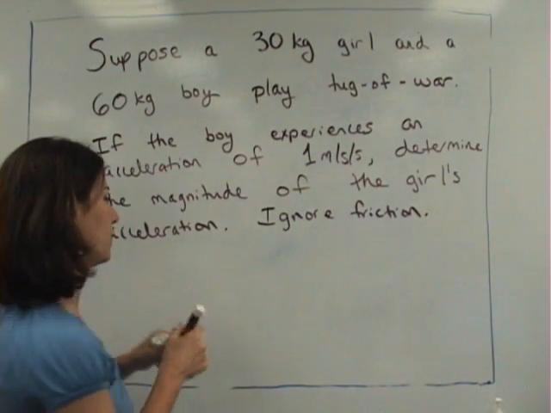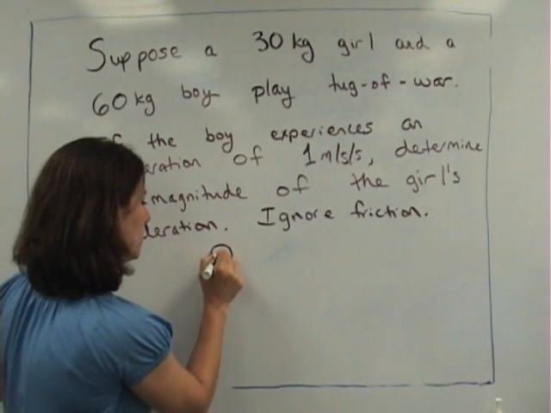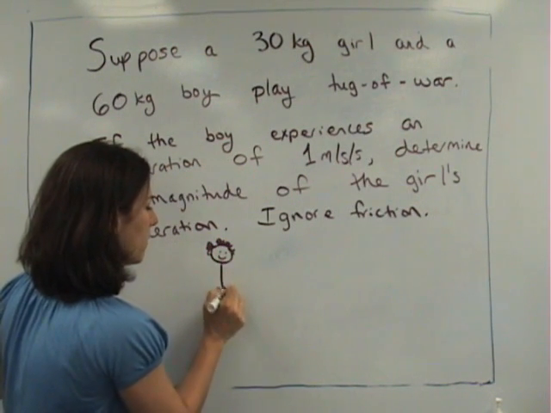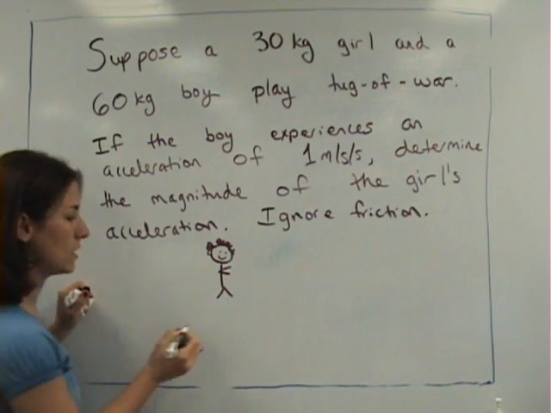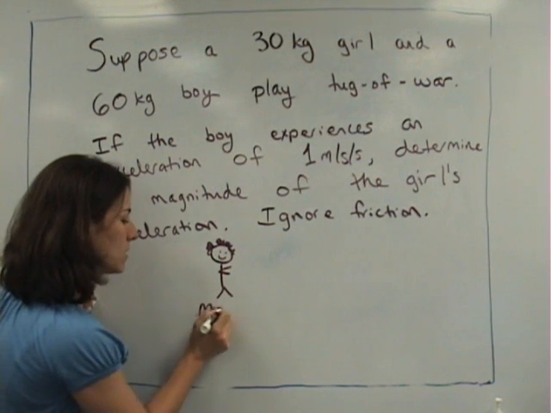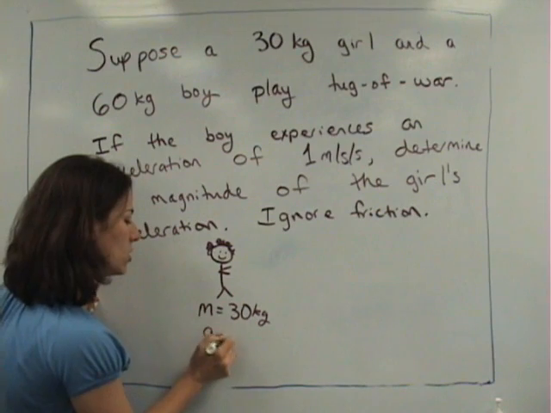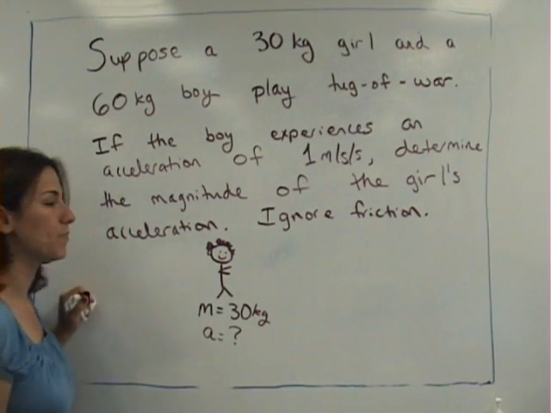We've got a boy and a girl. Here's the girl. You can tell it's a girl, so we're going to give her some girly hair. And what do we know about the girl? Let's say we know her mass is 30 kilograms. And we're wondering what the acceleration is. That's my question mark. That's my unknown.